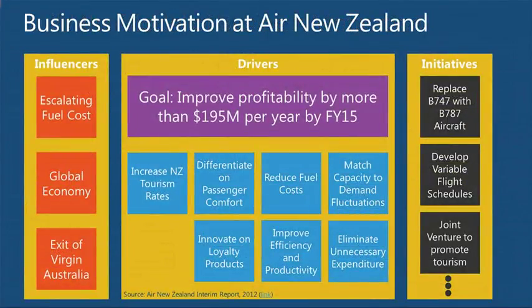So let's put that to work. So this is pulled right out of their annual reports. Their business goal was improve profitability by more than $195 million per year by fiscal year 15. It's a good goal, actually. As goals go, what makes that a good goal?